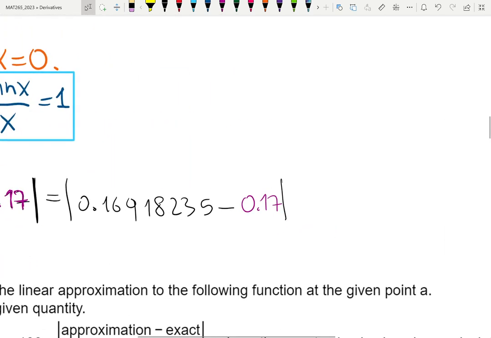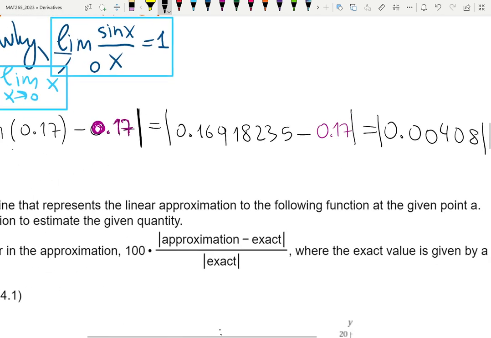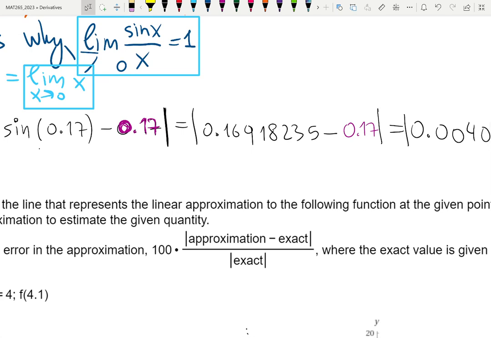Does anyone actually calculate that? That is 0.00408. That is my error. And if you want to divide by the original, do you know how to find the percentage? I think I mentioned it, right?